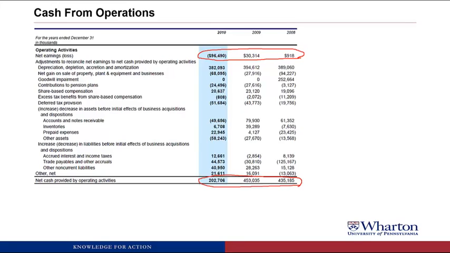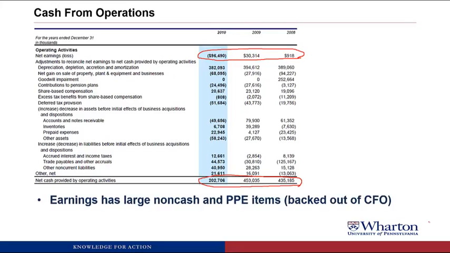So looking at the items that cause earnings to be different from cash flows, we can see right away that earnings has some large non-cash items and items related to property, plant, and equipment that get backed out of earnings to get the cash flow. And of course, the big one here, which we saw in the last video with EBITDA, is the depreciation depletion, which is $382 million. So basically, that $382 million doesn't affect cash flow. We still have cash coming in, but it affects earnings.